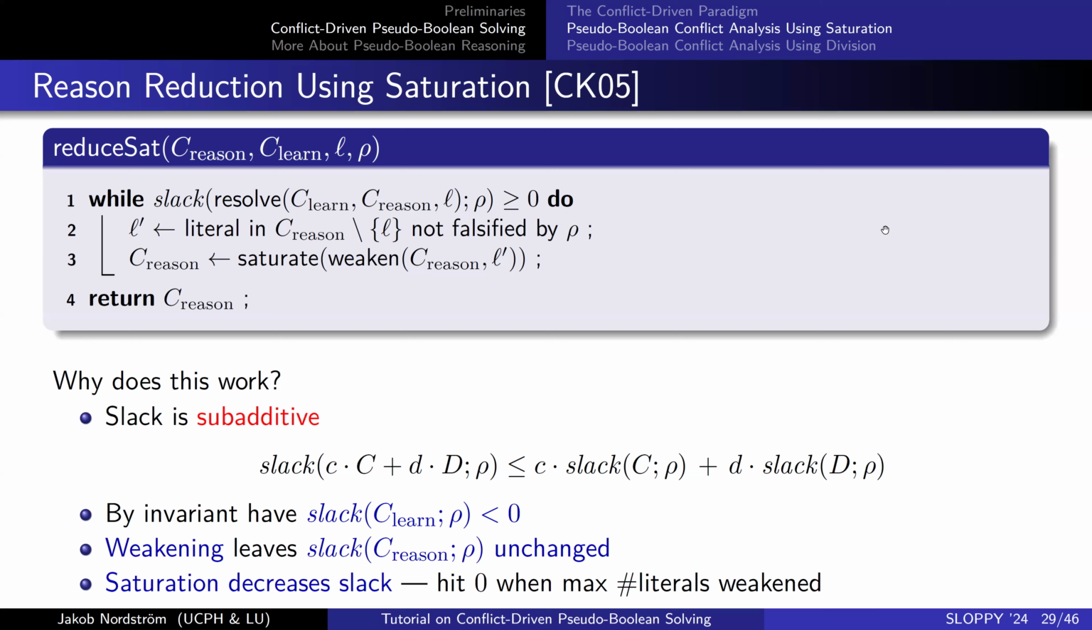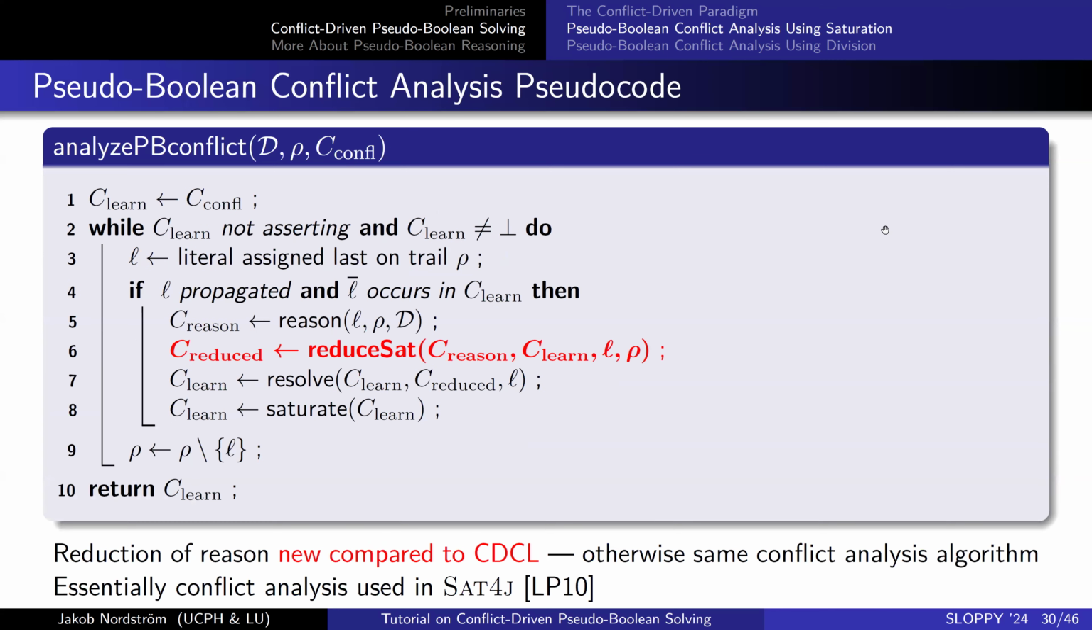And saturation, on the other hand, can decrease the slack. If you think about when the maximum number of literals have been weakened, and there's only one literal left that is not falsified, after saturation that coefficient will have to be exactly the same as the degree of falsity on the other side, and the slack will be 0, which means that we have tight propagation. This sort of requires maybe 5 minutes offline, but this is true, and this is why it works. Okay. So now we have our conflict analysis algorithm.